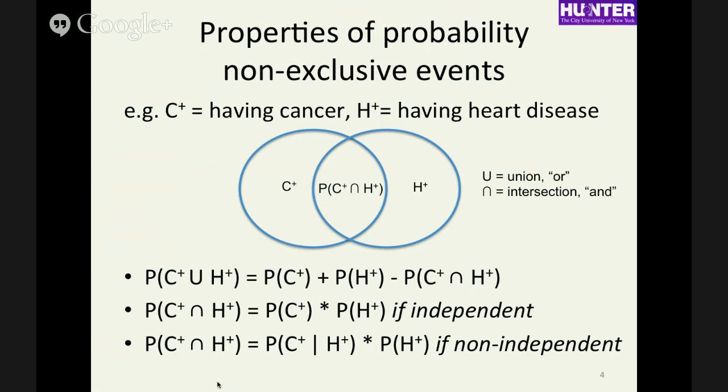That's because they're not exclusive. That's right. So if you add together your probability of having cancer plus your probability of having heart disease, then your probability of having both is somewhat less than just the sum of those two.